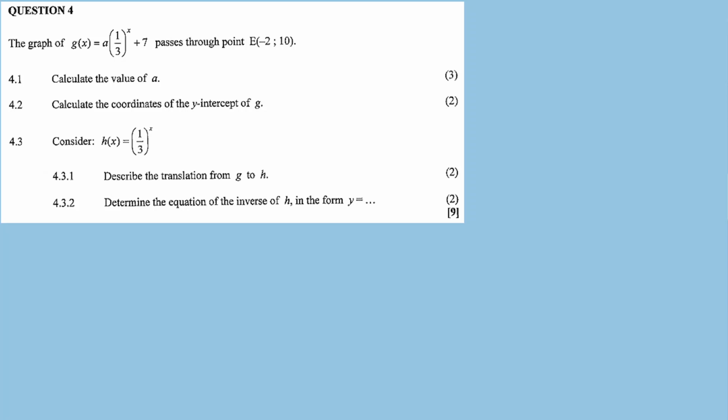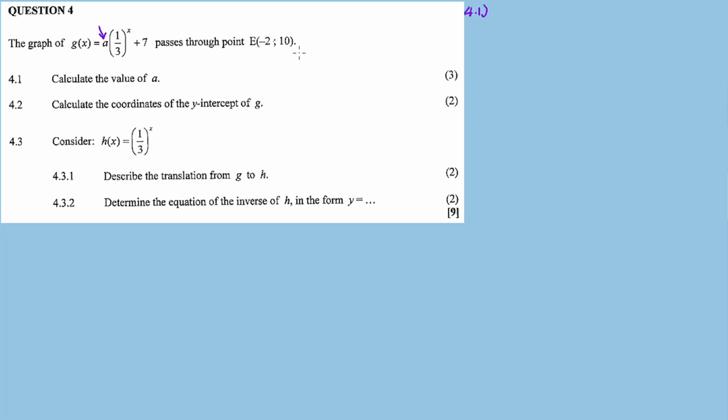So for now, let's look at question 4, whereby the graph of g of x is equal to a in bracket 1 over 3 raised to exponent x plus 7, which passes through the point E. Question 4.1: calculate the value of a.